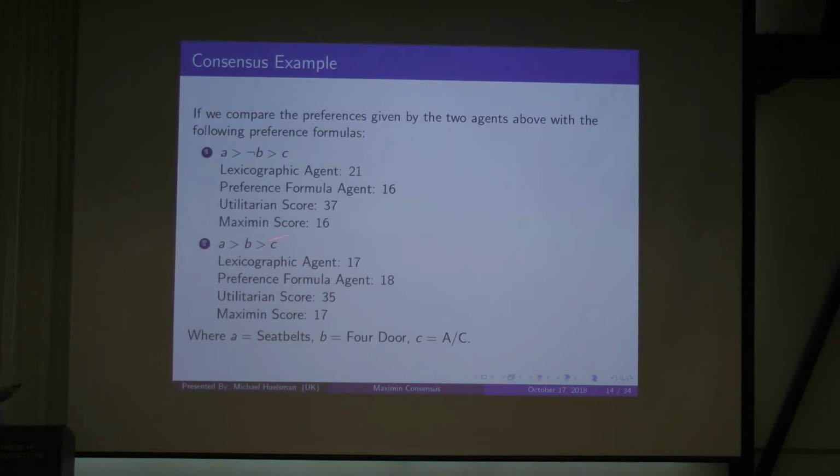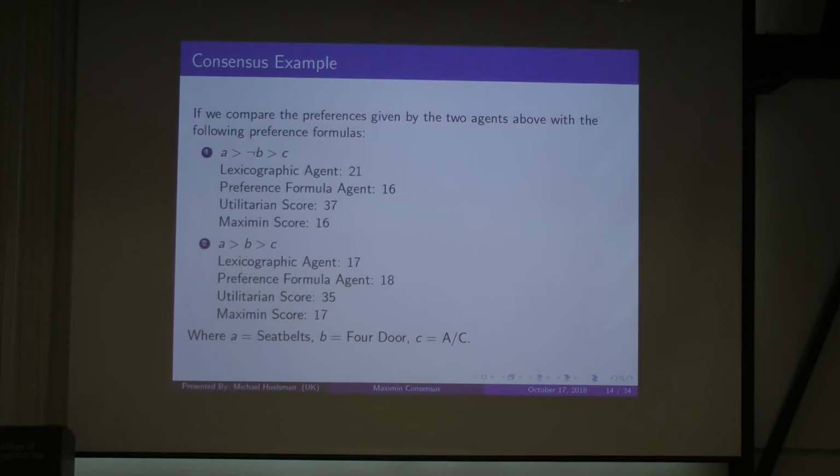However, if we look at this second model, which we literally just changed from not 4-door to 4-door being our second rank, the lexicographic agent suffers a bit, right? There are 4 less comparisons, 4 less points than there. But the preference formula agent gets 2 more points of satisfaction. So the utilitarian score is 35, which is worse than the first one. But the maximin is better on the second one.